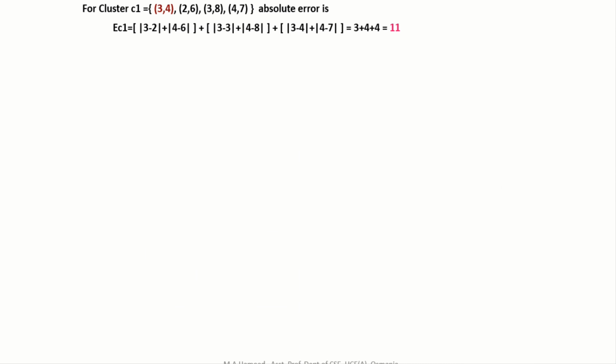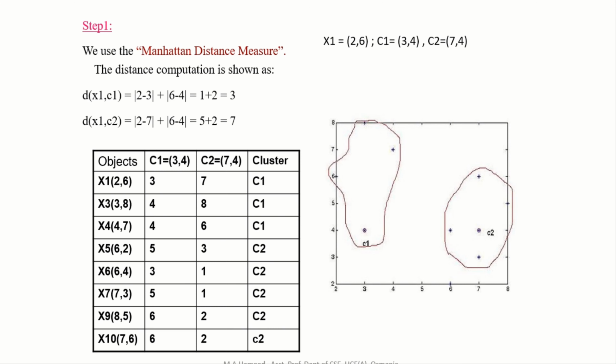Now, for cluster C1, we have the values 2, 6, 3, 8, 4, 7. For cluster C1 we are having all these values, and now we need to calculate the absolute error. The absolute error of the C1 cluster, EC1, is calculated by selecting the first object and getting the absolute error for all of the remaining objects.